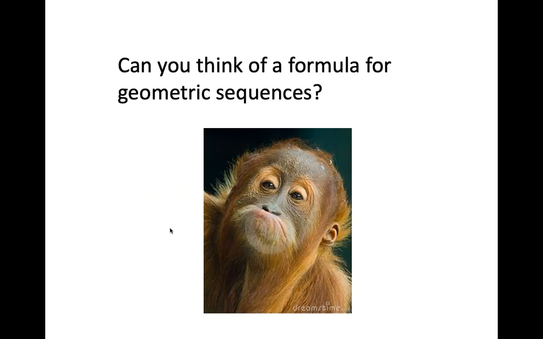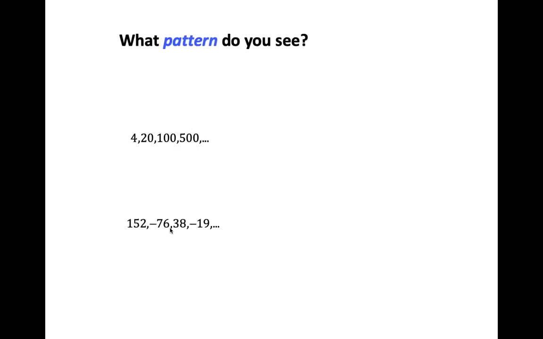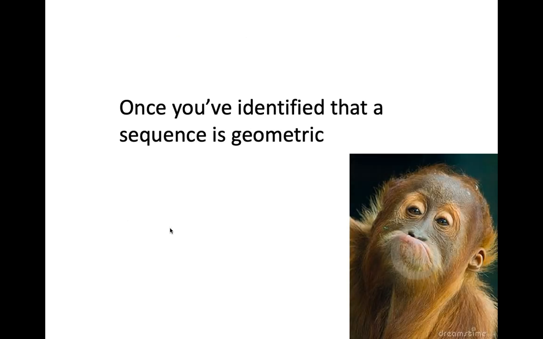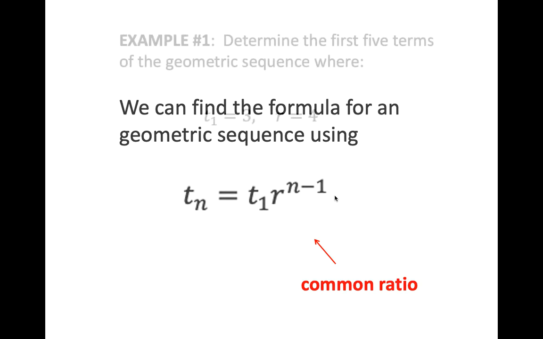So a formula for this geometric sequence, it's actually a very simple process. If you look for the logic, each term will be multiplied by the ratio. And if you play around with that a little bit and look at what you have, we basically see that once we have a geometric sequence, we can use the following pattern. Whatever term you're looking for is equal to the first term times the ratio to the power of n minus 1, the common ratio.